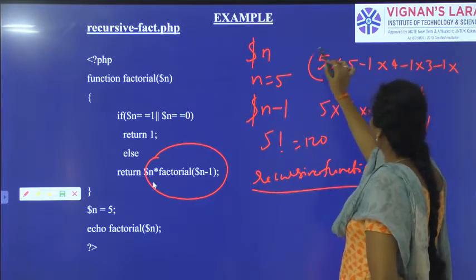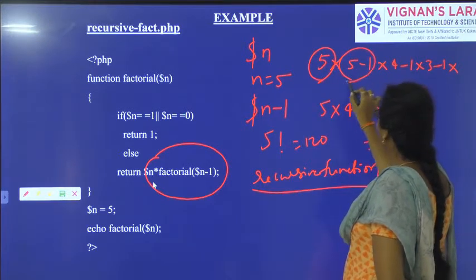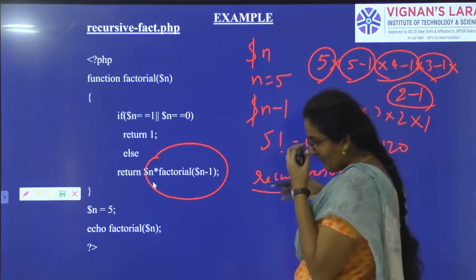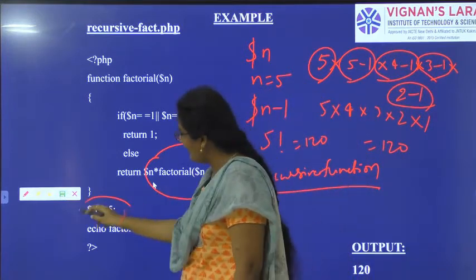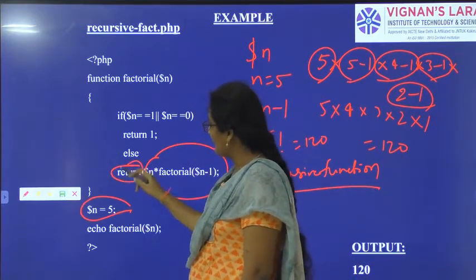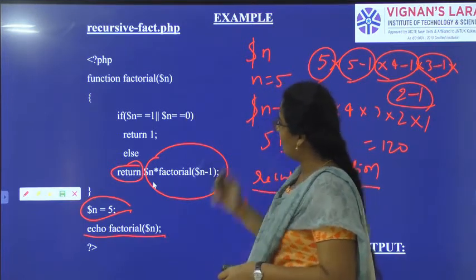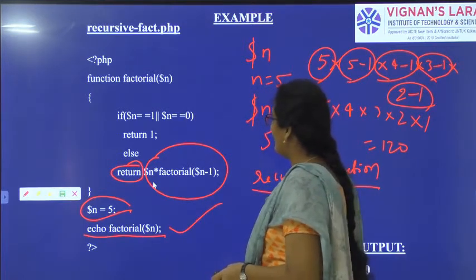So every time you should repeat 5 into 5 minus 1 into 4 minus 1 into 3 minus 1 into 2 minus 1. Every time you should perform recursion. So n value is 5. Return statement is used for printing the output. Echo is used to display the output. So factorial of n is 120.